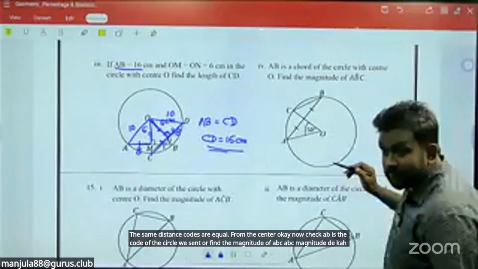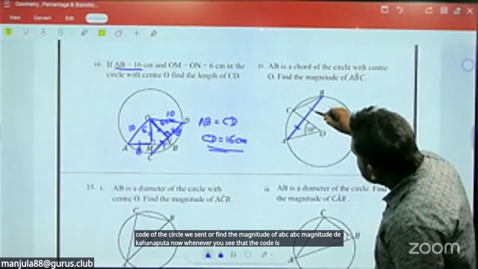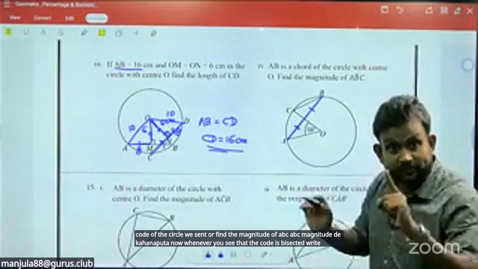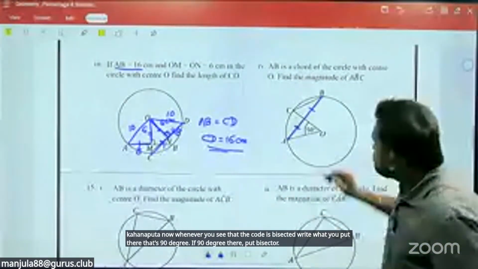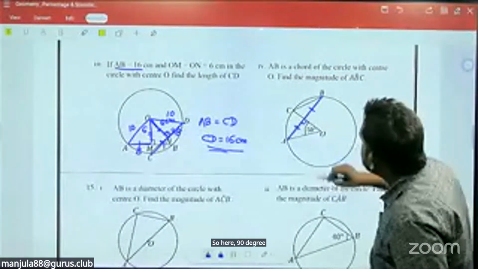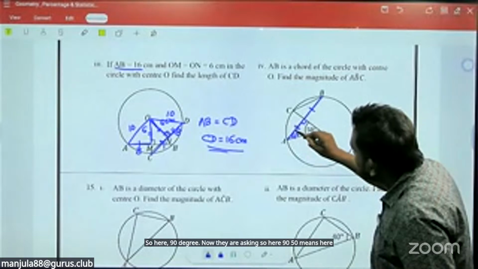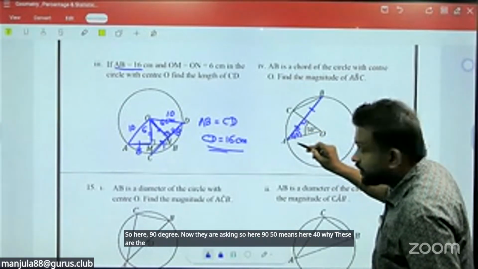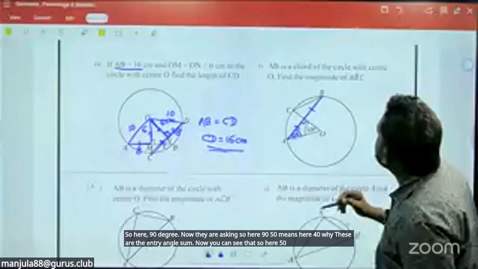Now whenever you see that the chord is bisected, what you put there is 90 degree. If 90 degree there, put bisected. So here 90 degree. Now they are asking, so here 90, 50 means here 40. Why? These are the interior angles sum. Now you can see that. So here 50, they are asking ABC.